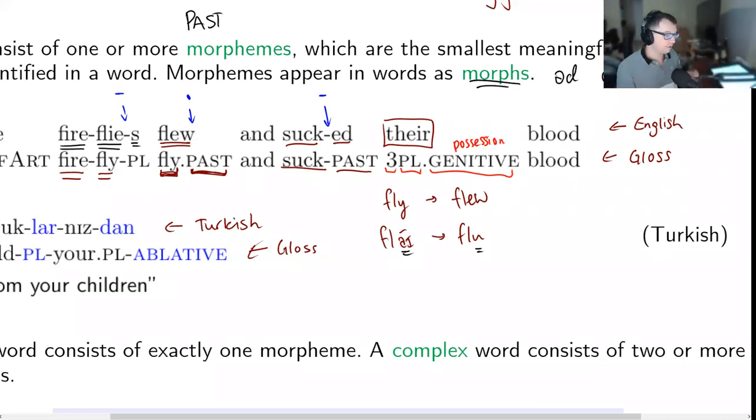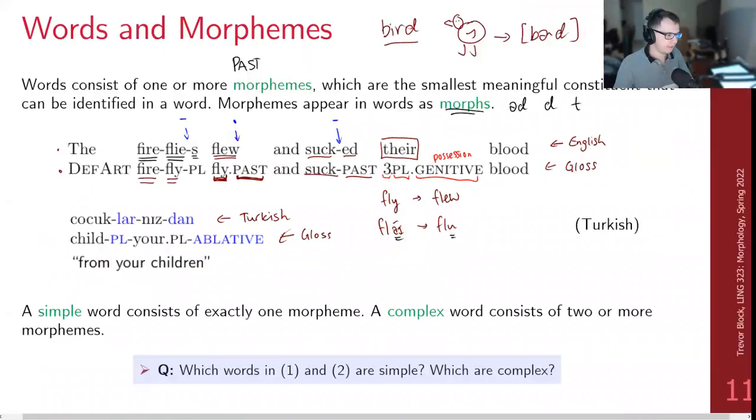So this one morpheme "their", well, it's not really a morpheme, is it? "Their", the pronoun, is a morph that expresses the meanings of three different morphemes. It's expressing plurality. It's expressing third personness. It's expressing possession, all within just one word form. And that 3.PL.GEN, those dots just mean again, they can't be separated. So that's how English works.